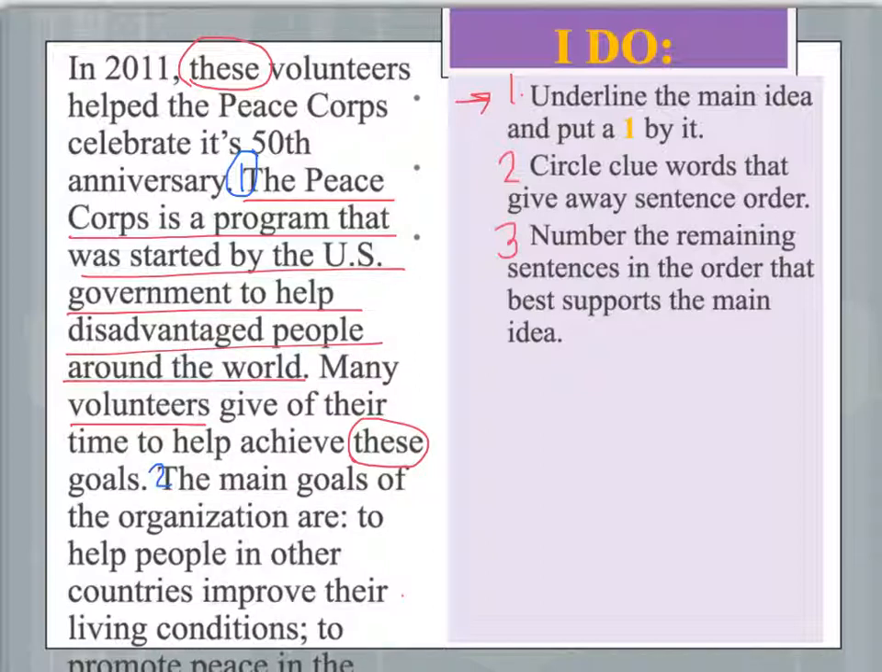The main goals of the organization are. Because I have to figure out what the goals are before I can have this sentence: many volunteers give of their time to help achieve these goals. So that's probably going to be number 3. Then I can go to the sentence that says these volunteers. And that's probably going to be sentence number 4.